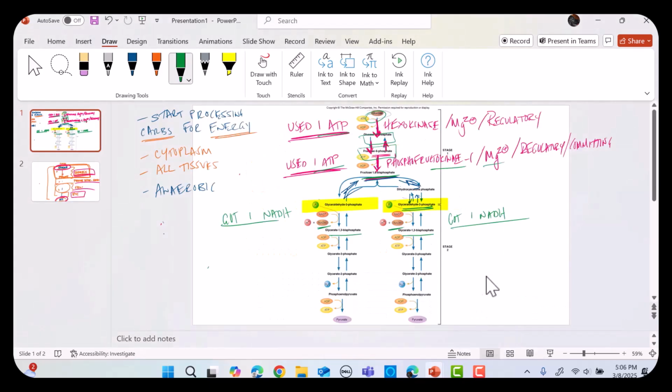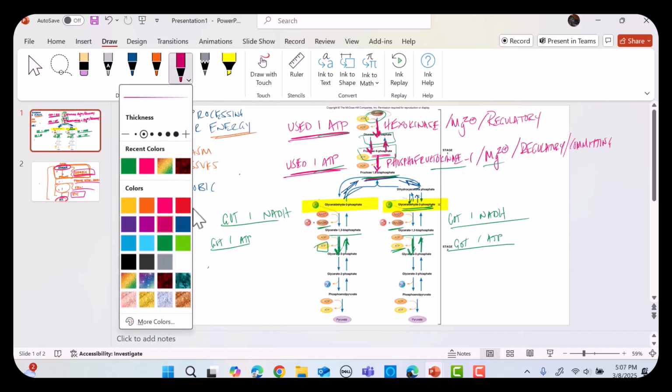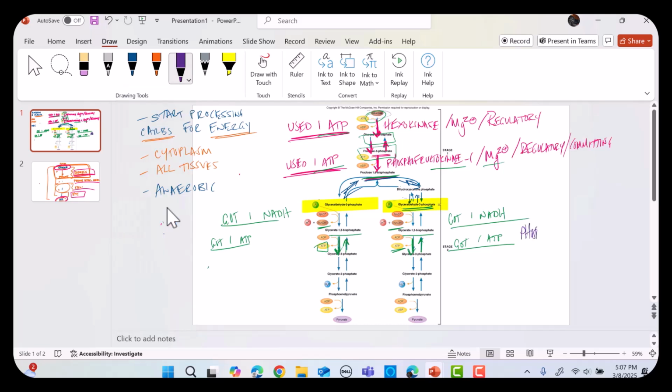So a couple things I can write here. Got an ATP. But of course I'm doing both. So I got 2 ATP. Got 1 ATP over here. This enzyme or this reaction is reversible, not regulatory. Remember, got to be irreversible to be regulatory. But you have to know the enzyme. The enzyme was phosphoglycerate kinase.